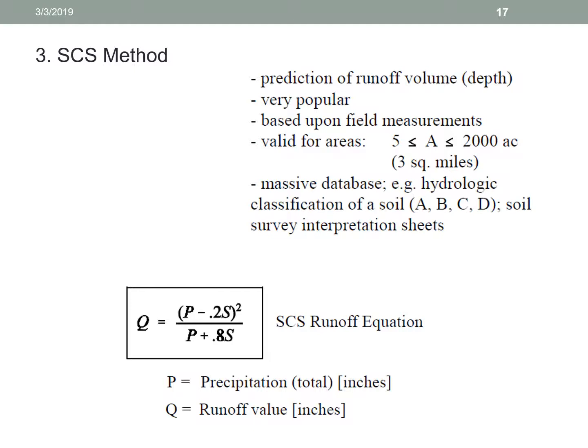Q equals (P minus 0.2 S) squared over (P plus 0.8 S). This is the SCS runoff equation. P is precipitation, in inches. Q is runoff, in inches. Be careful. Q here is not flow rate. This is just the runoff value in inches, meaning the height of the water which will run off the ground.